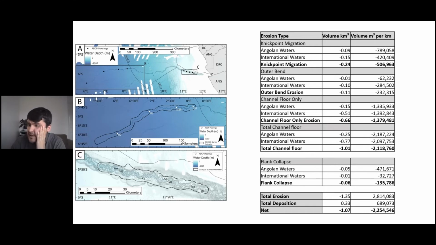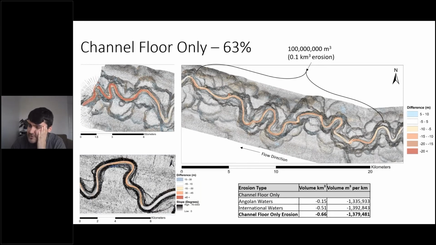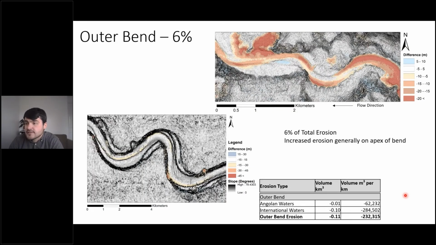When I talk about the specific categories, we have channel floor only erosion, which accounts for about 63% of all the erosion in the canyon and channel. This doesn't have knickpoints at its head. These erosive features span the entire width of the canyon and channel floor, and they appear to be influenced very little by canyon morphology or hydraulic geometry, yet represent a significant portion of the erosion. Outer bend erosion represents 6% of all the erosion seen. There isn't much erosion on the outer bends compared to the channel floor. It does, however, occur more commonly in the Congo Channel than in the Congo Canyon.